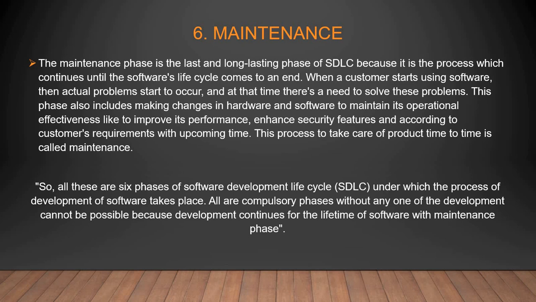So all these are phases of software development life cycle under which the process of development of software takes place. All are compulsory phases. Without any one of them, development cannot be possible because development continues for the lifetime of software with maintenance phase. So this is all about software development life cycle and its phases.